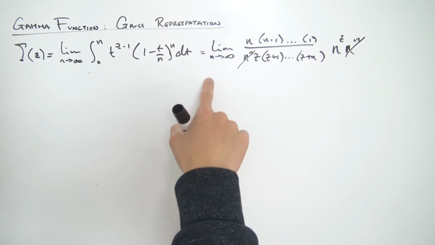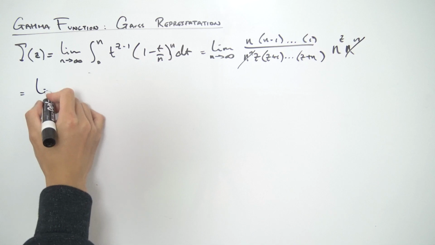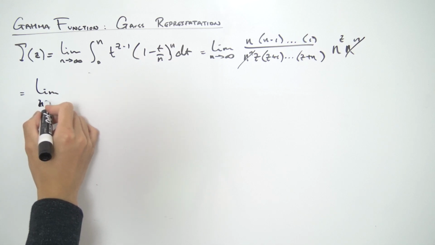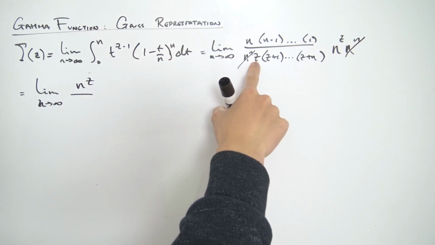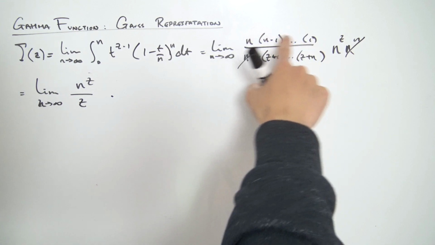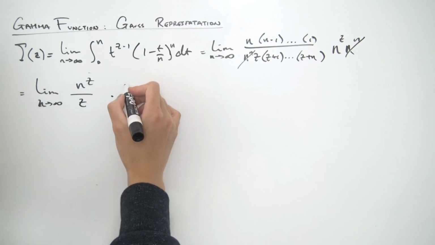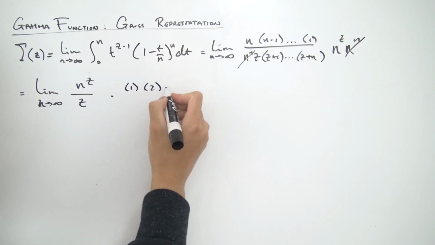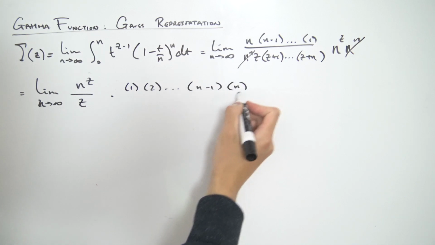Next, I want to separate this fraction out a little bit. So this is the limit as n approaches infinity of n to the z divided by, now I'm going to drag this z out. The reason I drag that z out is because what's left, we can form a little bit of a pattern. On this numerator, I'm going to basically reverse everything. So we're going to have 1, and then 2, dot, dot, dot, and then n minus 1, and then n, like so.